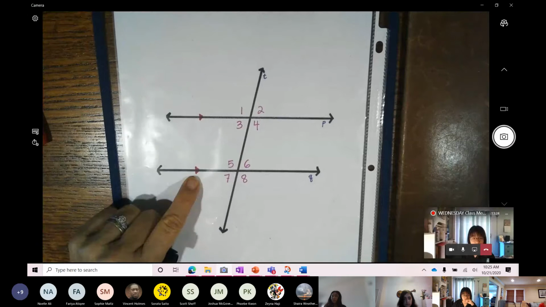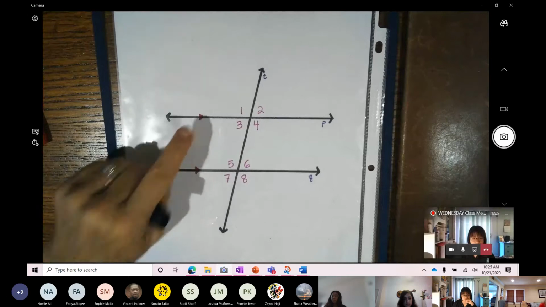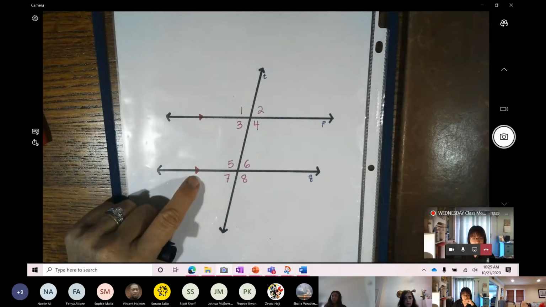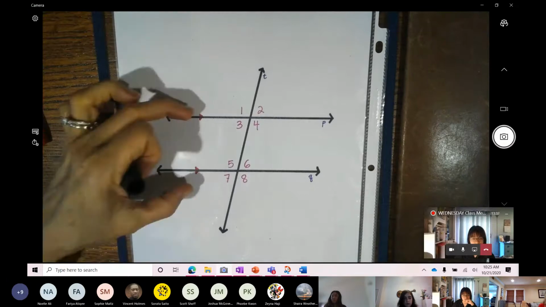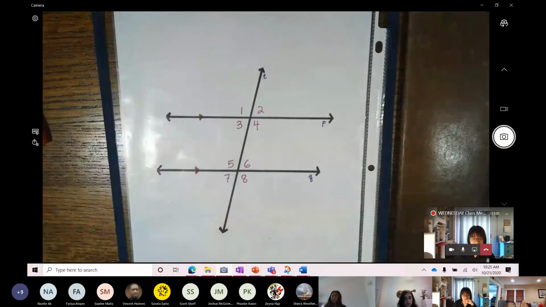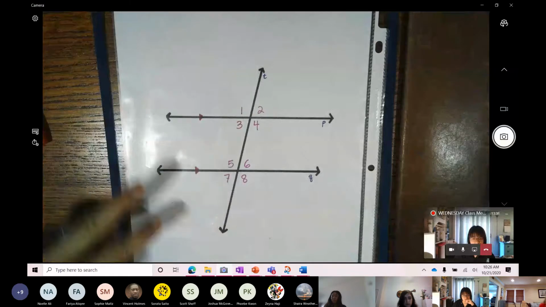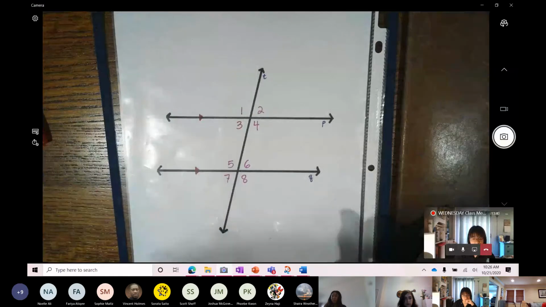So these two little signs, the two little red triangles, mean parallel. If you see those in a diagram, that'll be part of your givens. So it's very important to know what those are.